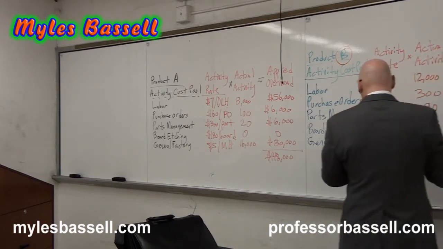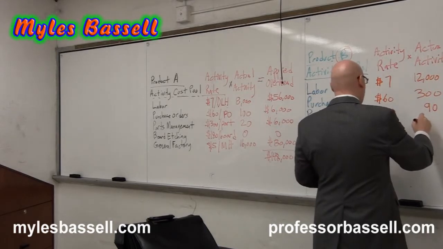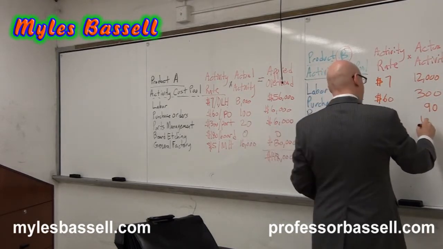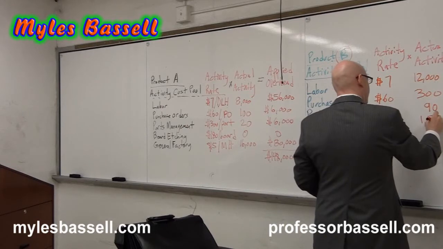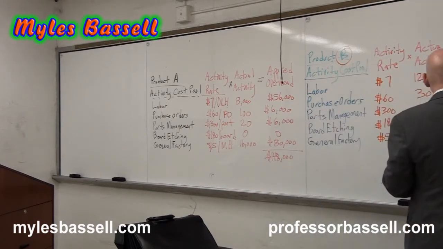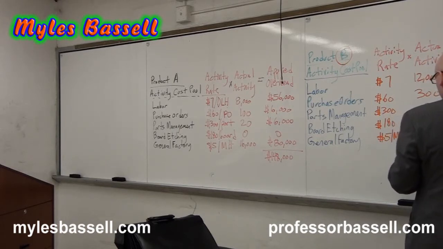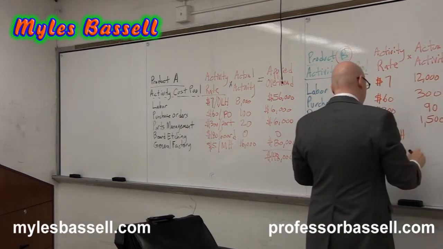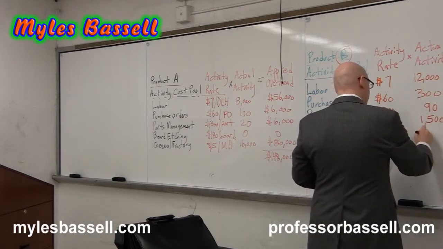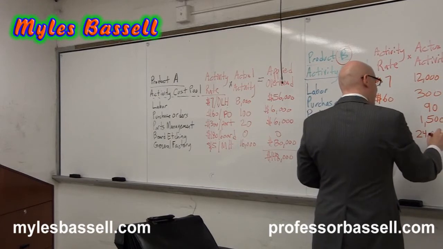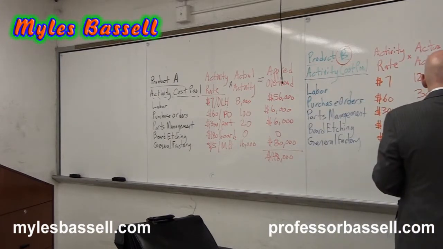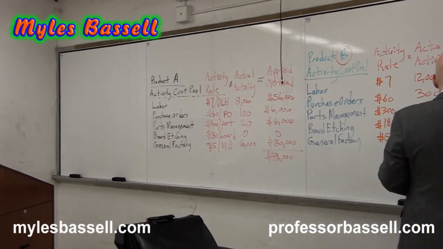27,000. And our board etching now, here was 0 for product A, right? 1,500, which gives us how much for applied overhead? 270,000. And general factory, how many machine hours? 24,000 machine hours. 120,000. Right, 519.